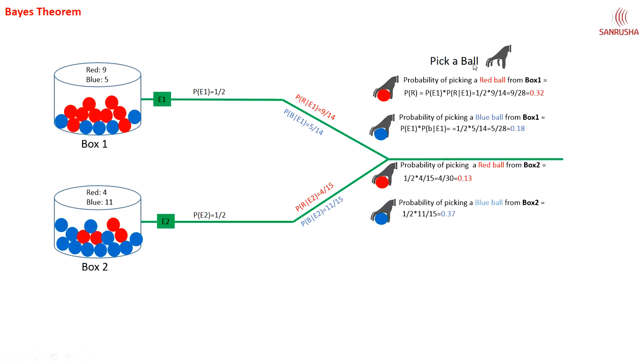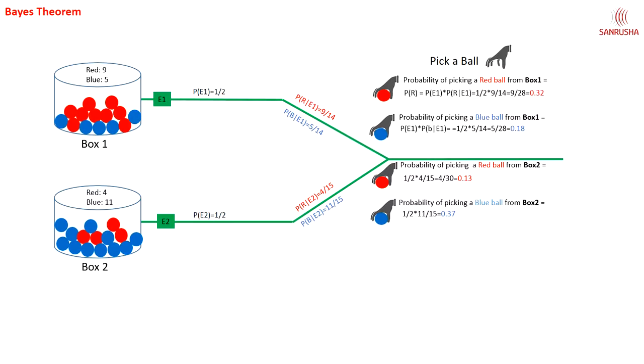So when you pick a ball, what are the probabilities of picking a red ball or blue ball from either of the boxes? Who has maximum probability? Maximum probability is this 37%. That means the maximum probability is you will end up picking a blue ball from box 2. If I have to wager money on this, I will put my money on this one because this one has a higher chance of happening, 37%. So that's a basic background of how probability works.